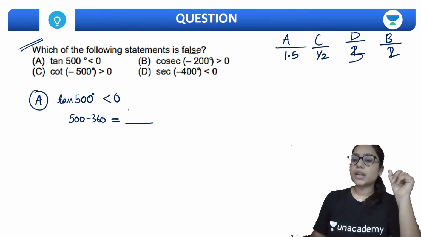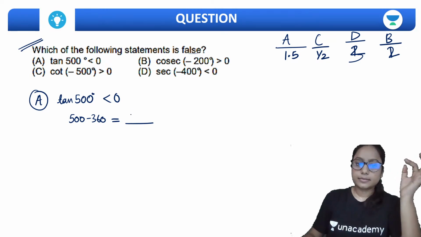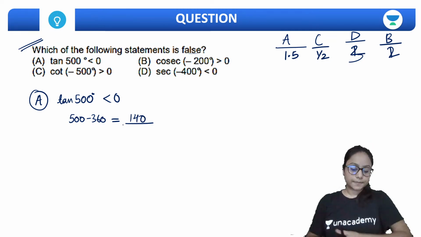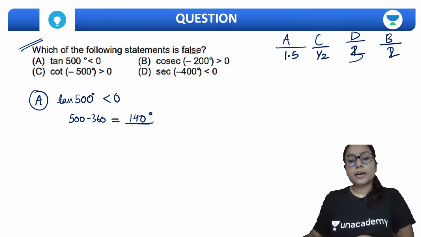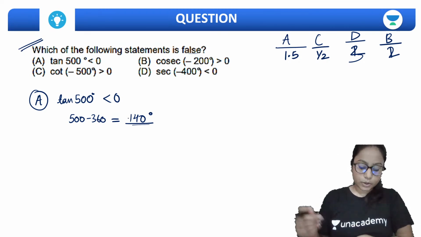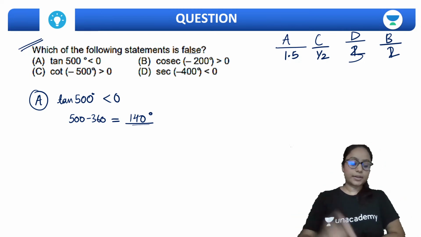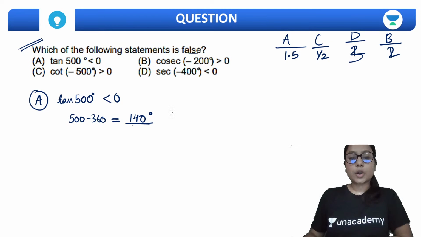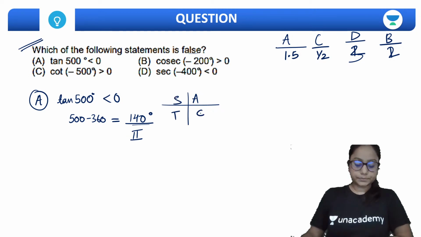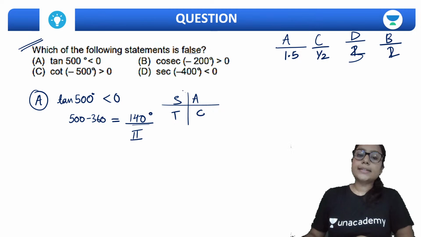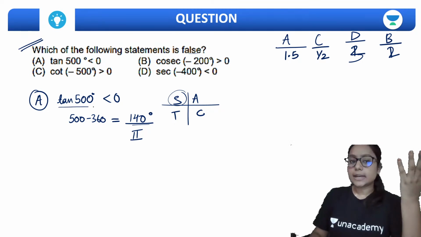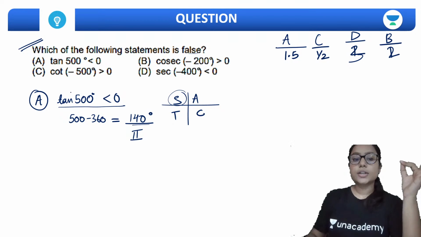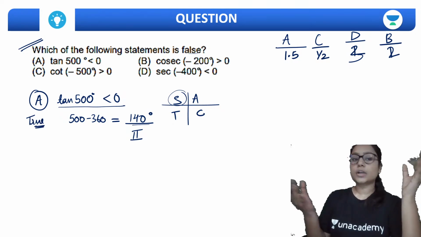Yes. 500 minus 360 degrees. What is it? 140 degrees. Right? So this is 140 degrees. Now, can you tell me in which quadrant this angle lies? What is the quadrant? Okay, Yash, I will send the PDF. Don't worry, I'll share it. Which quadrant is it? 140 degrees. This is the second quadrant. So ASTC. In the second quadrant, tan will be negative. So this statement is true that tan 500 is less than 0. So this is not false, so it can't be my answer.